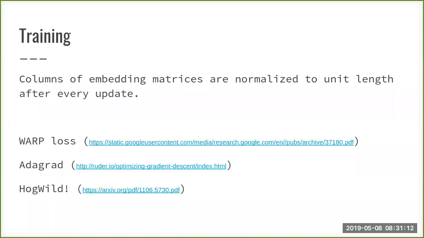Adagrad is an optimization where you store the sum of the squared gradients, and it's not a sliding sum, but an actual sum. So it's not a very good optimizer, I think. And Hogwild is an approach to do parallel training where you disregard any locking mechanism and you just update the weights in shared memory.